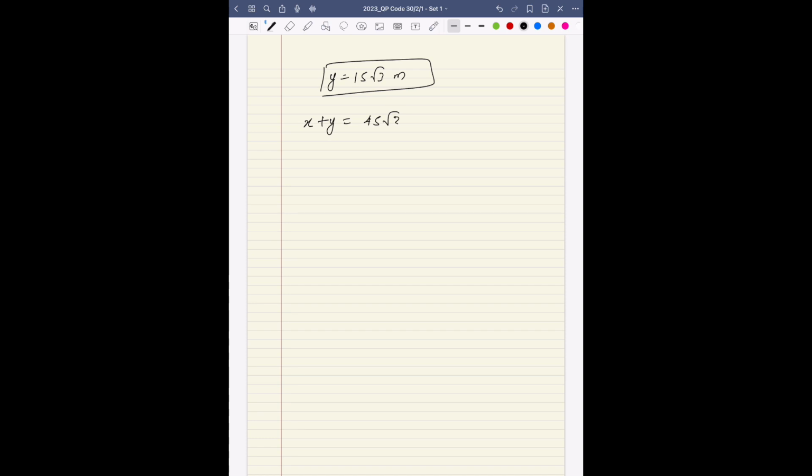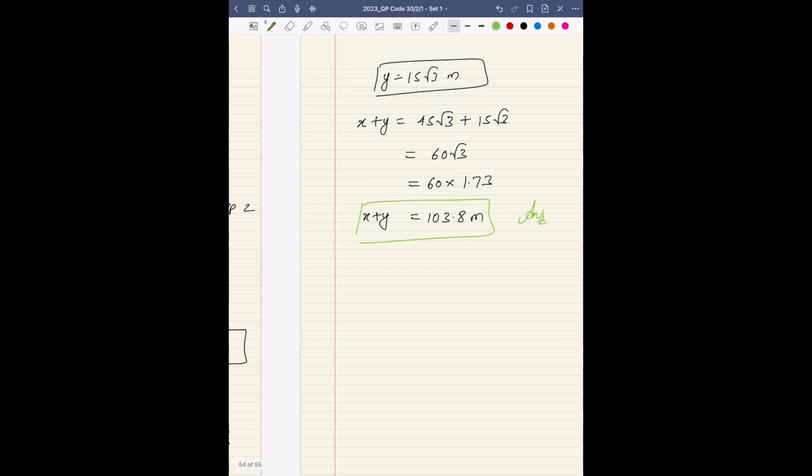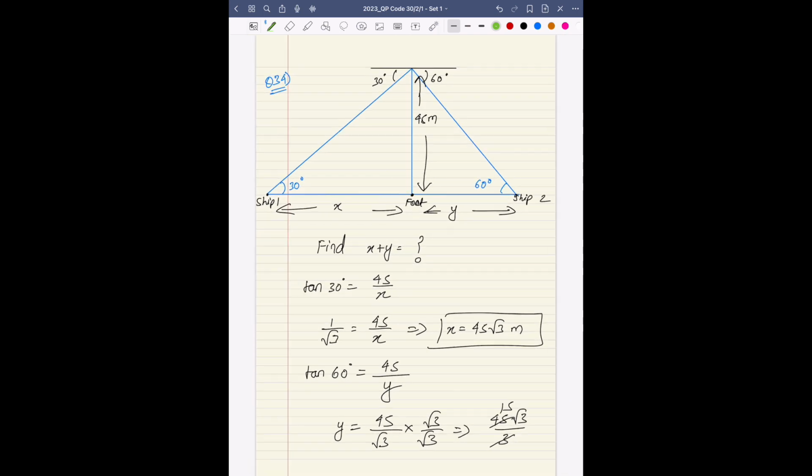45 root 3 plus 15 root 3 gives you how much? 60 root 3. Now substitute 1.73. You guys multiply, I'm going to use the calculator. The calculator says 60 times 1.73 comes out to be 103.8, so the distance between the ships is 103.8 meters. Such an easy question for 5 marks. How many pages? Just one page. Hope you guys have solved this question.